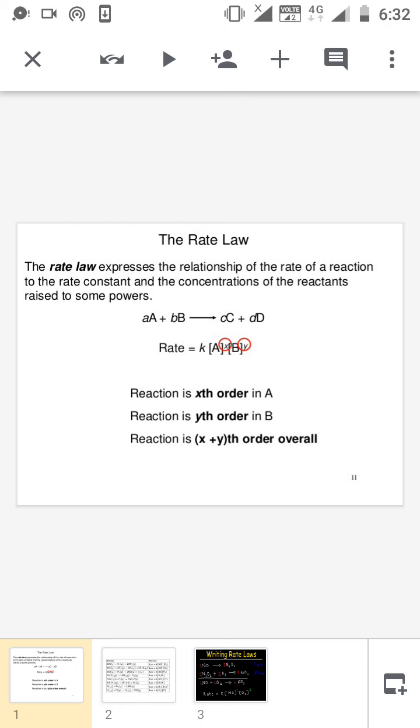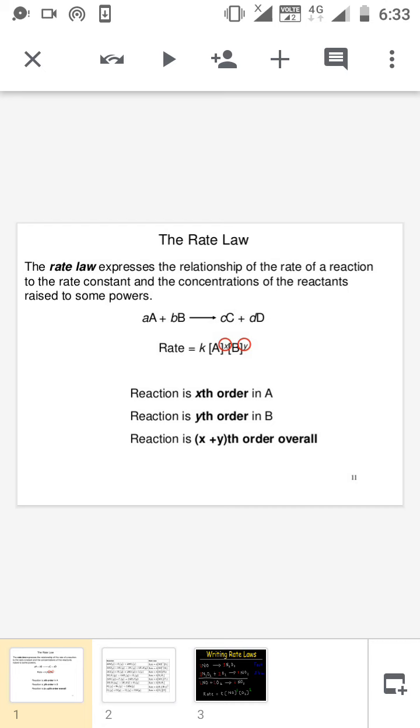So how will you write the rate? Rate R is equal to dx by dt, the change in concentration of the reactant divided by dt, that means a specified time, that's equal to k, the proportionality constant, times the concentration of the reactant A to the power x, times the concentration of B to the power y.